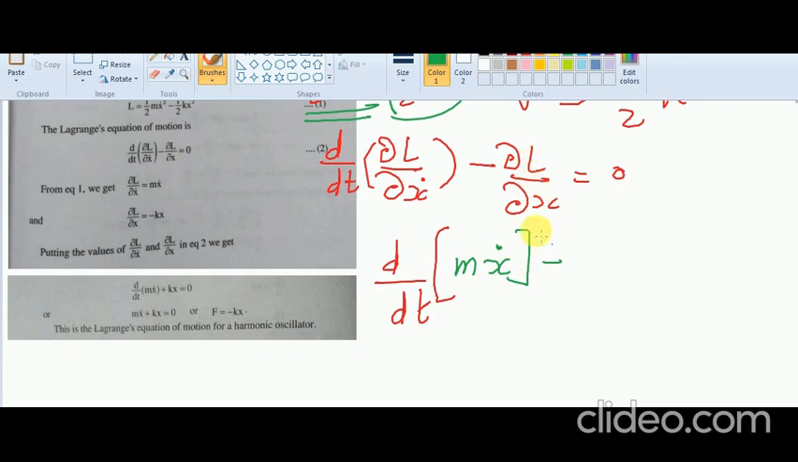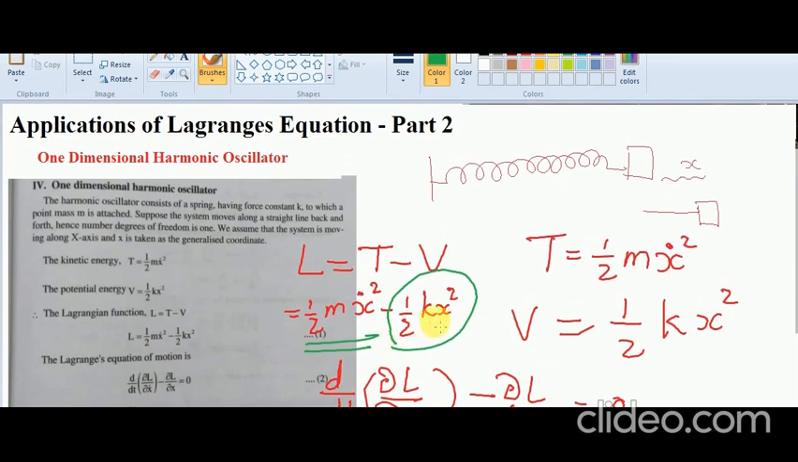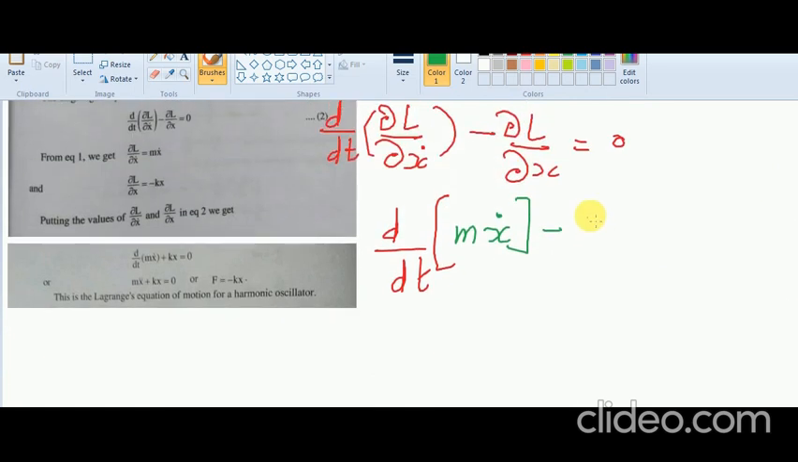Then the next term is dou L by dou x. That means you have to differentiate L with respect to x. The x is in the second term here; the first term consists of x dot, and we are now differentiating with respect to x, so you differentiate only the second term. So dou L by dou x is half k times x square. The differential of x square is 2x, so 2 and 2 cancel, and the answer will be k x. Now again you have to differentiate because there is a d by dt of m x dot. That will be m x double dot minus k x equal to 0.